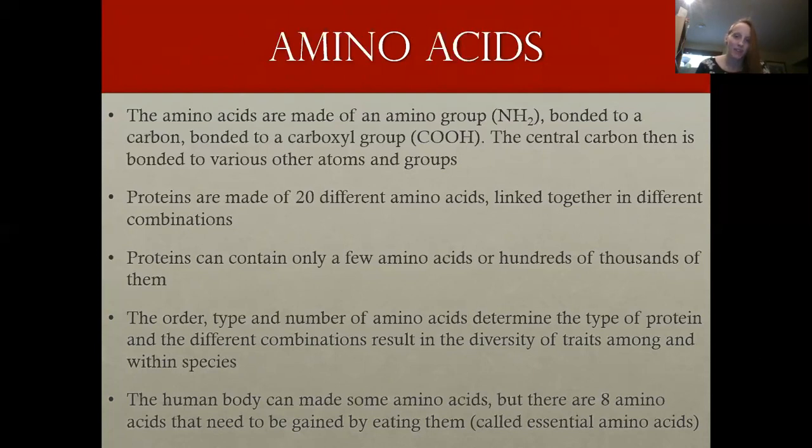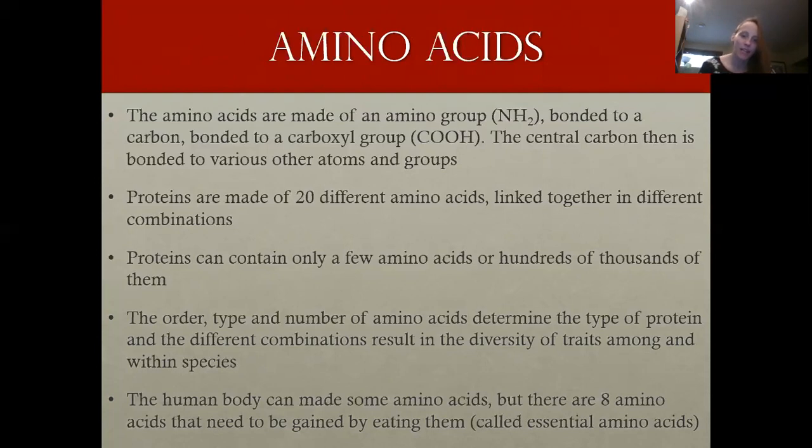Some proteins are fairly simple and only contain a few amino acids, and others can be hundreds of thousands of amino acids long. The order of the amino acids, the types of the amino acids, and the number of the amino acids all determine the type of protein that is going to be formed. And those proteins then determine your traits. I mean, your hair color, for instance, is based on the proteins of your hair.